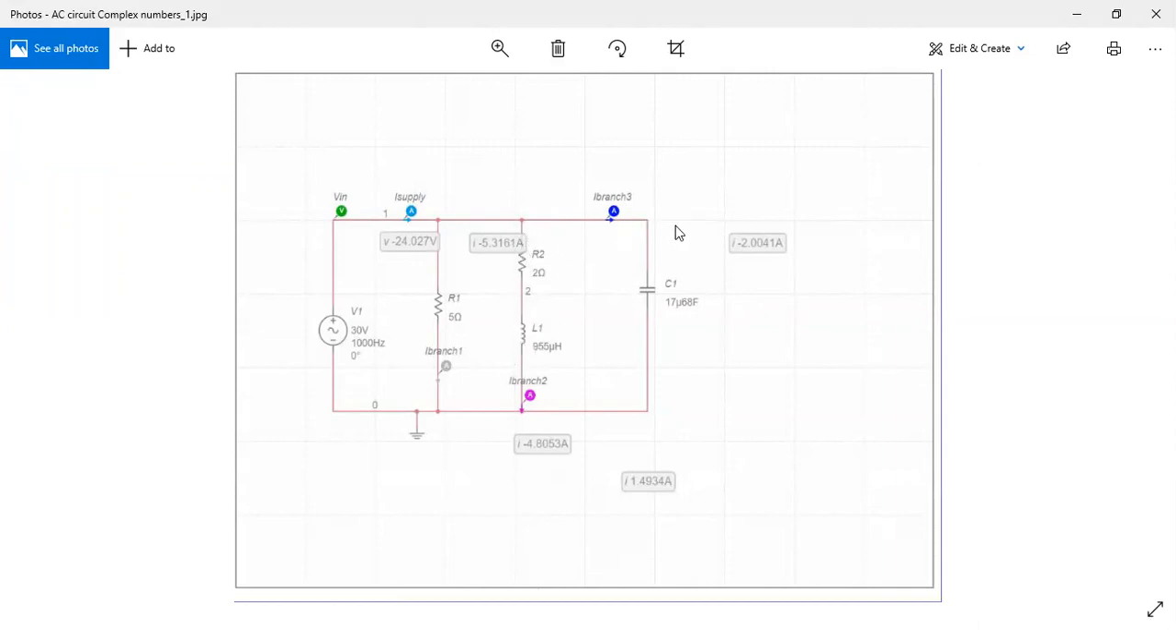And the third branch is a capacitor to mimic power factor correction, adding a capacitor across a motor to pull the lagging current back as close to in phase with the voltage as possible. Signal generator: 30 volts, 1000 hertz sine wave.